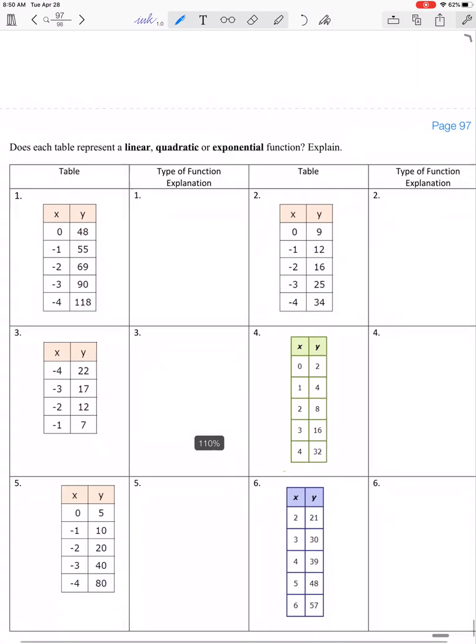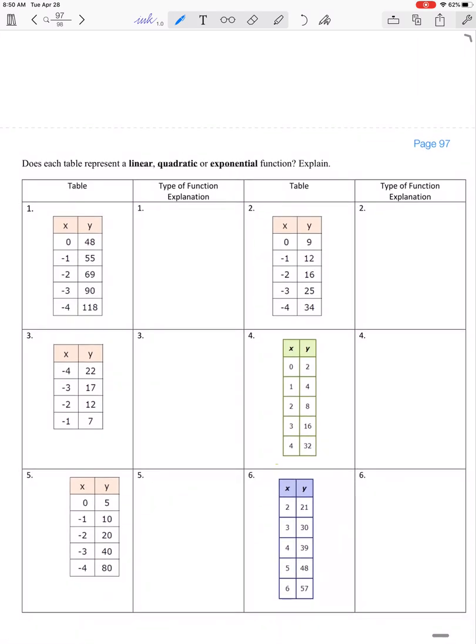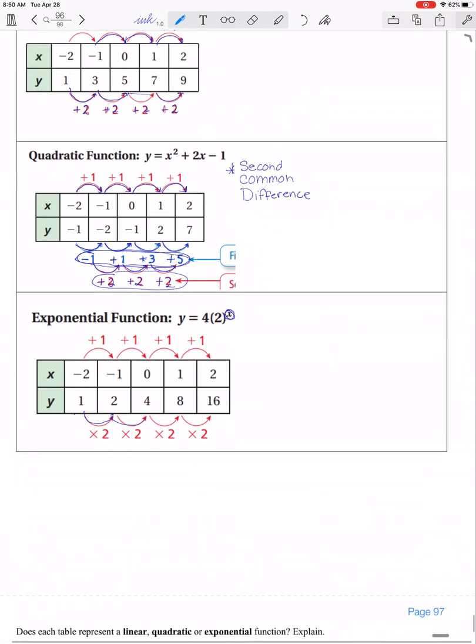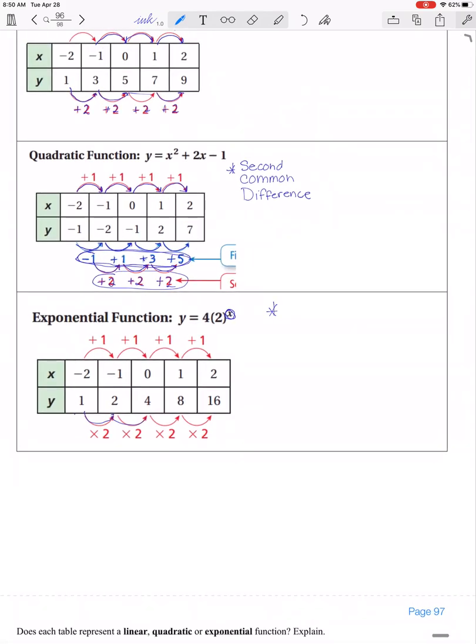If you take a look here, it says, does each table represent a linear, quadratic, or exponential function? So what you would have to do is see if there's a first common difference, if there's a second common difference, is it going up really fast? Your explanations, we have to write the explanation for this. So this would be a common, we call this a common ratio.